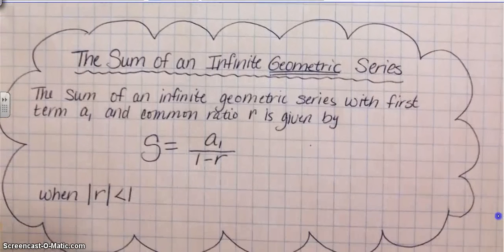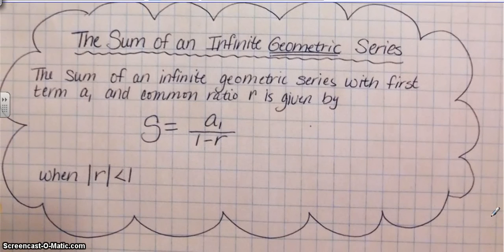Now, the formula for an infinite geometric series is actually really simple. The sum of an infinite geometric series with the first term a sub 1 and a common ratio of r is given by s is equal to a sub 1 over 1 minus r, when the absolute value of r is less than 1. Now, that's important, that the absolute value of r is less than 1. It does not work if the ratio is bigger than 1, because if the ratio is bigger than 1, our numbers are getting bigger and bigger, and they're never converging to a certain sum.